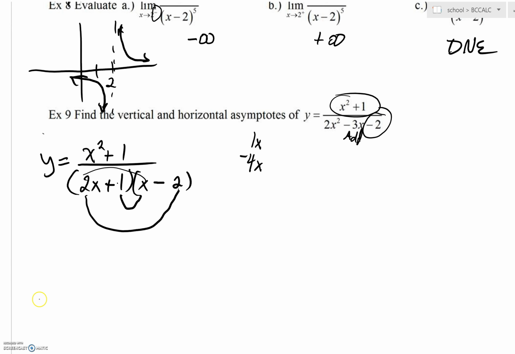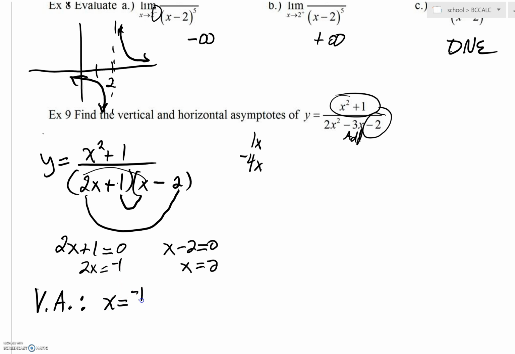Well, your vertical asymptotes, you don't even really have to do a limit here. This is kind of short. Find your denominator real quickly, setting it equal to 0. You'd get x equals 2. Here, if you subtract a 1, divide, you'd get x equals negative 1/2. That's a vertical line. x equals 2, that's going to be your other vertical line.